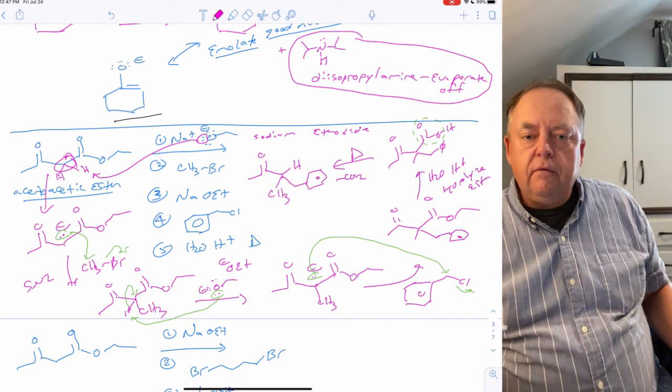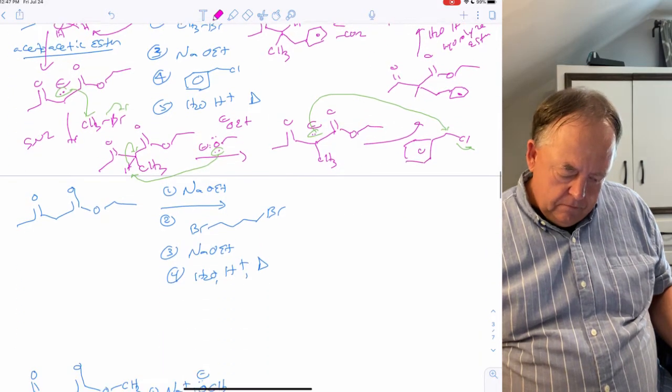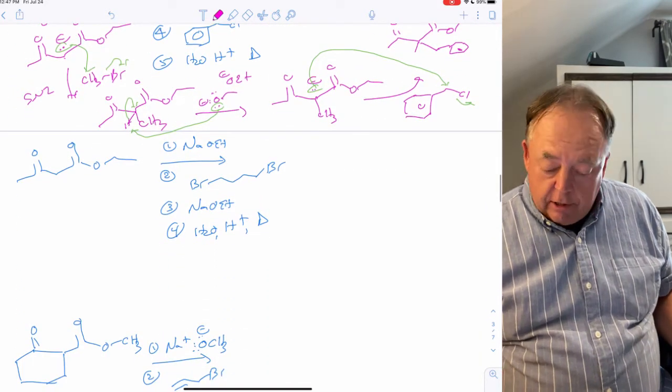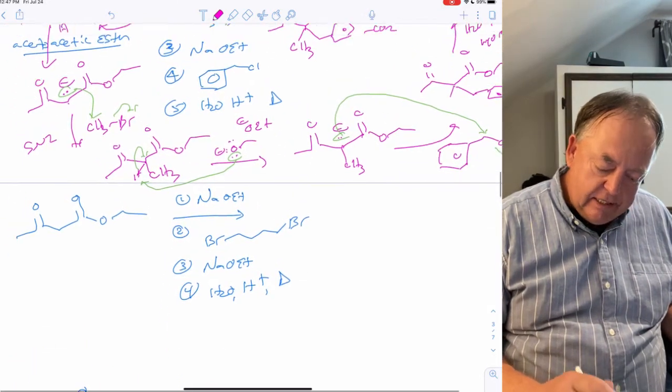And then that would be the final product. Okay, so let's take another example. So this molecule is called acetoacetic ester.